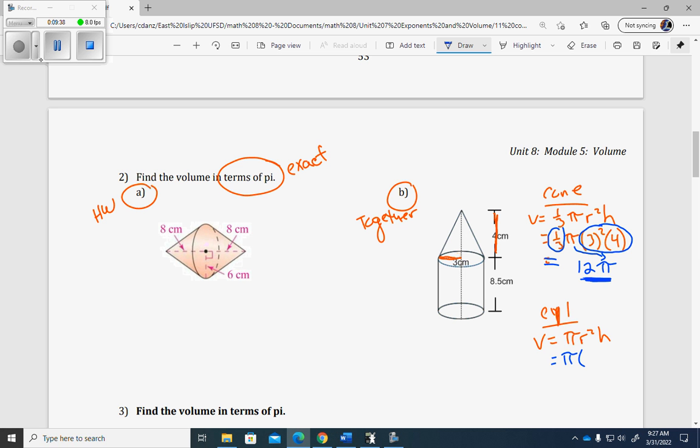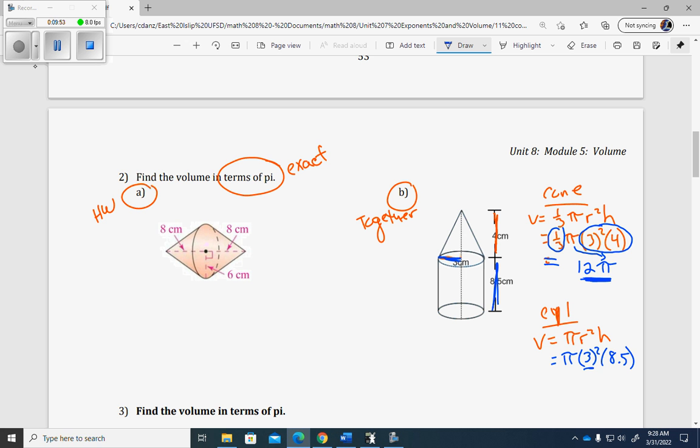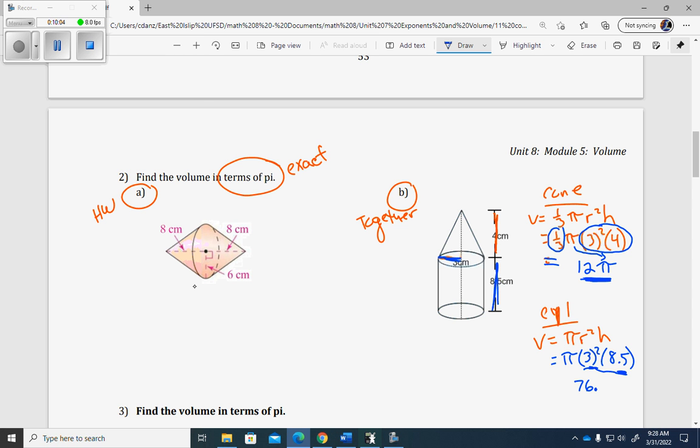Pi times, the cylinder has the same radius of 3. The height, though, is this number, the 8.5. So we'll type that into our calculator. What I put in my calculator was the 3 squared times the 8.5, and you can see I get 76.5. So my exact answer is 76.5 pi. I don't push the pi button because I want an exact answer.